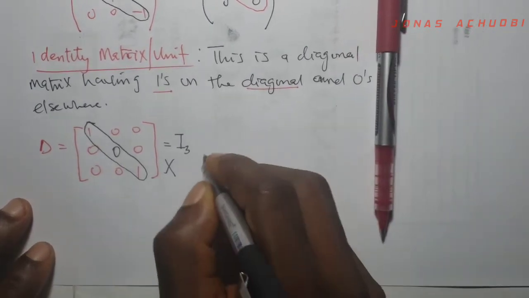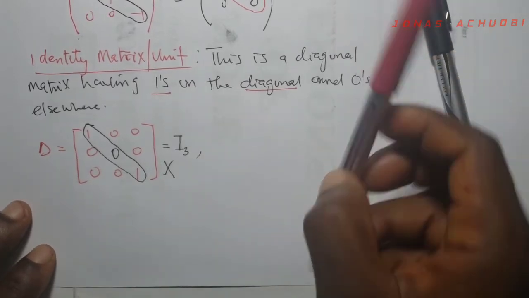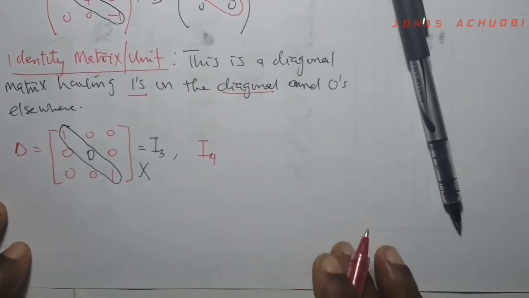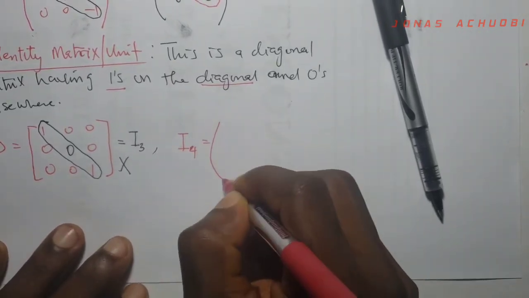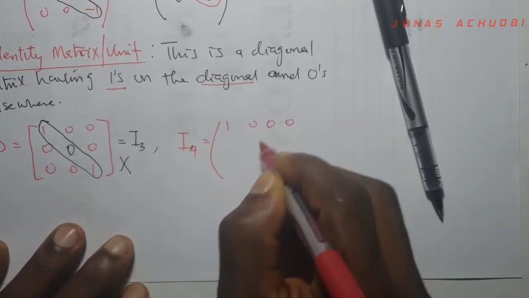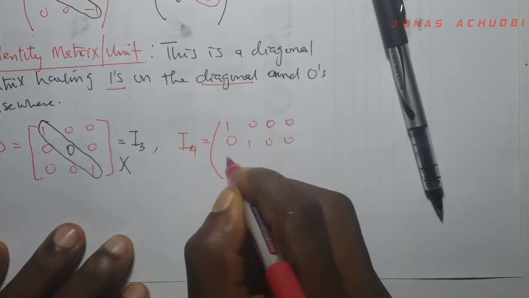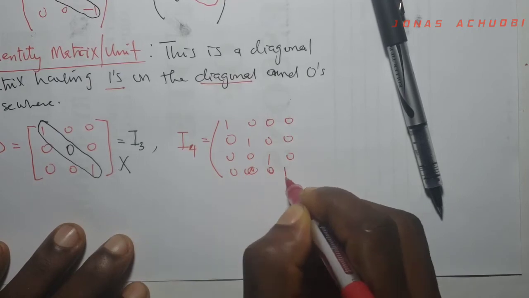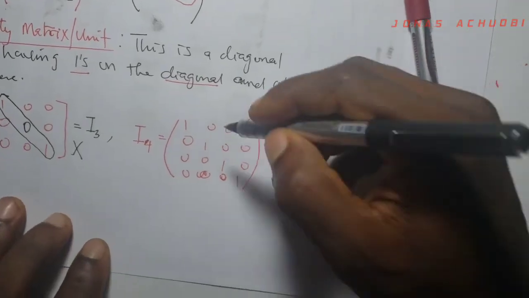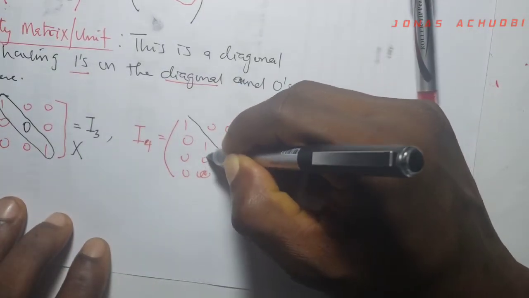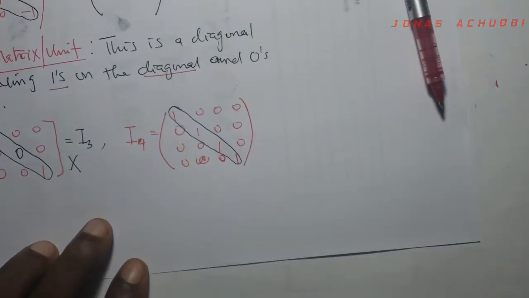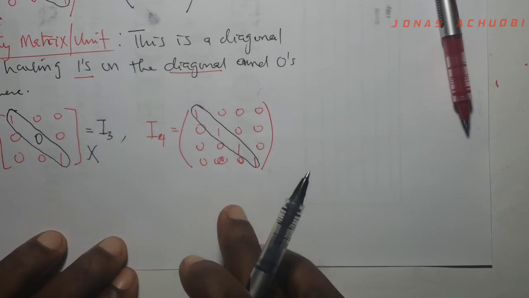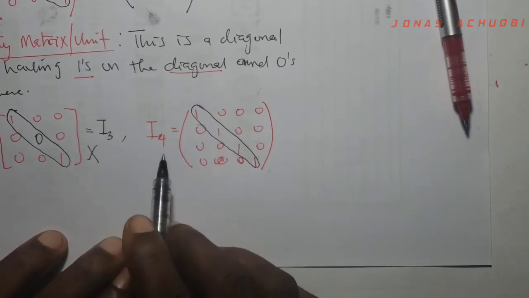So let us see how a diagonal matrix or a unit matrix looks. Okay, let us say I4. How will I4 look? It looks like this: 1, 0, 0, 0, 0, 1, 0, 0, 0, 0, 1, 0, 0, 0, 0, 1. So this is a diagonal matrix. See, the diagonal elements or entries are all 1s, and elsewhere we have zeros. So this is a diagonal matrix, and not just that, this is an identity matrix of order 4.